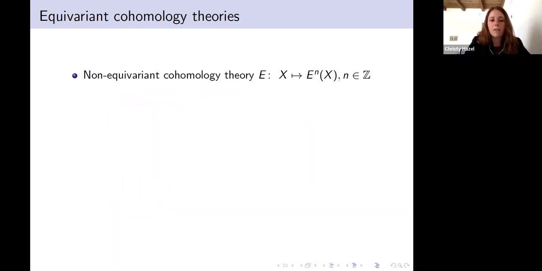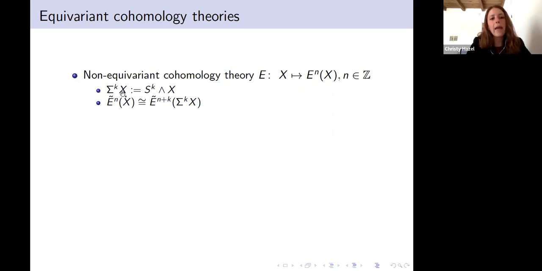In algebraic topology, we're often interested in studying different algebraic invariants. And we often want these algebraic invariants to come in the form of homology theories or cohomology theories. Recall a cohomology theory E is an assignment that takes each topological space X to a sequence of abelian groups E^n of X, one for each integer n. Furthermore, this assignment must satisfy some list of properties, one of which is that this must have a suspension isomorphism.